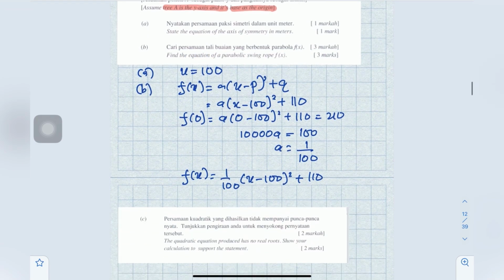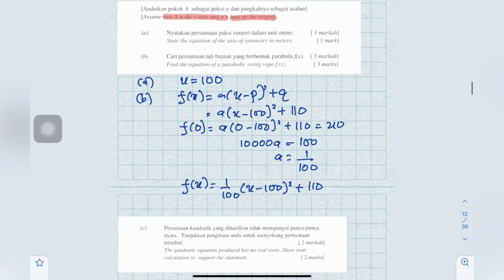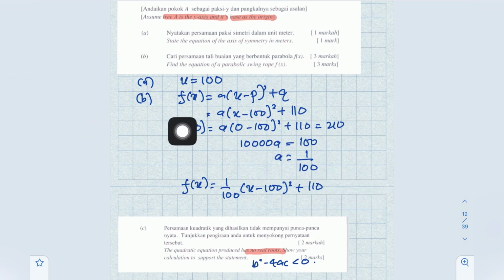Question C. The quadratic equation produced has no real roots. Show your calculation to support the statement. The clue is no real roots, which means the discriminant, B squared minus 4AC, is less than 0. So we first need to identify what B, A and C are. Now we have it in vertex form, so we need to convert into general form first.